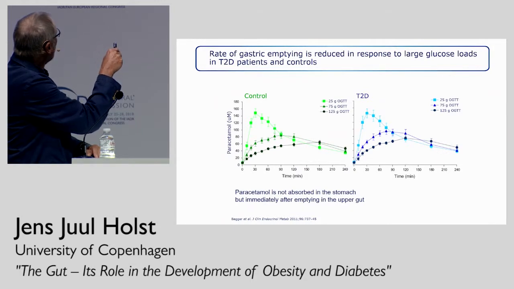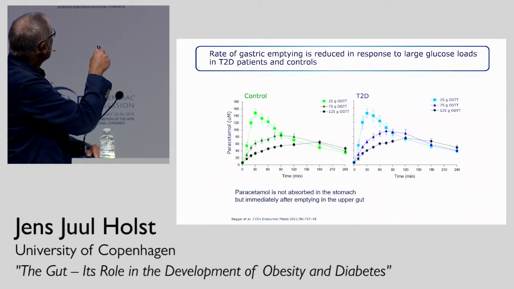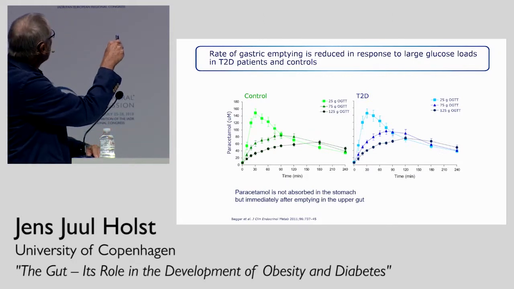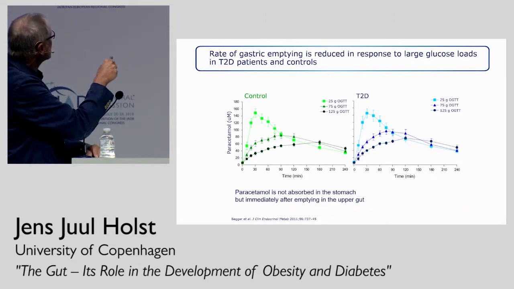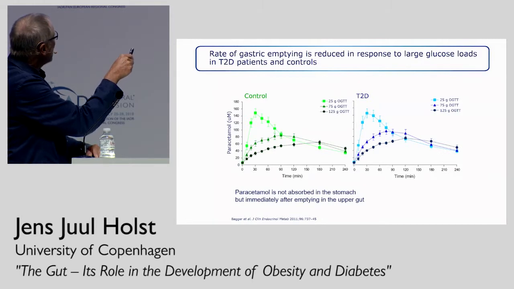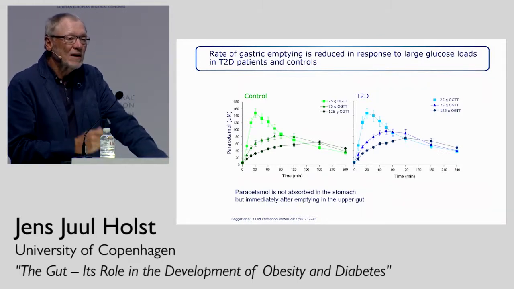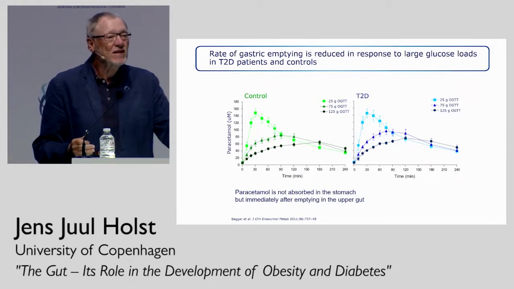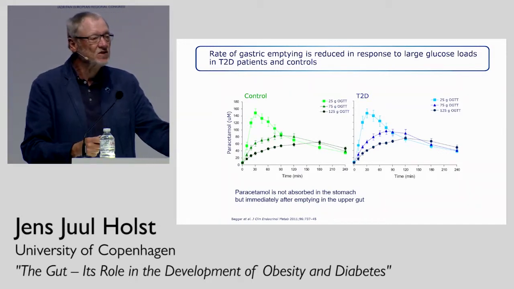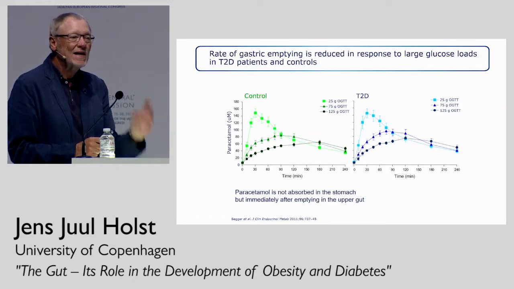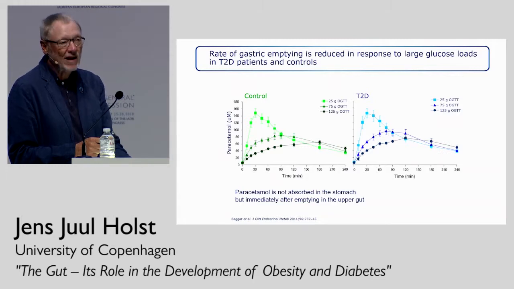This is the low glucose dose, a rapid emptying of the stomach contents. But already at 75, this has been slowed down very considerably, and very much so after 125 grams of glucose. So what happens is that the stomach immediately senses this, mechanisms immediately sense this, and stops the emptying of the stomach into the small intestine. And that is really the most important regulator of postprandial glucose concentrations in people.